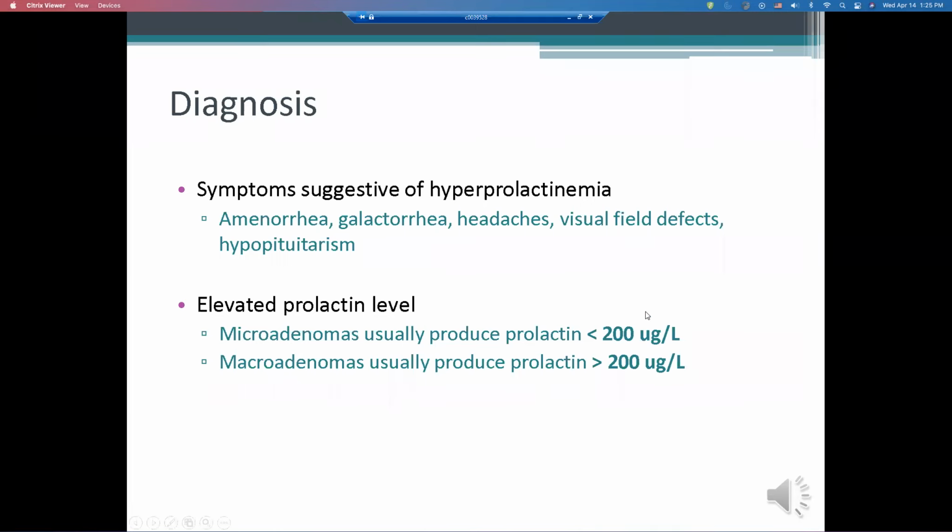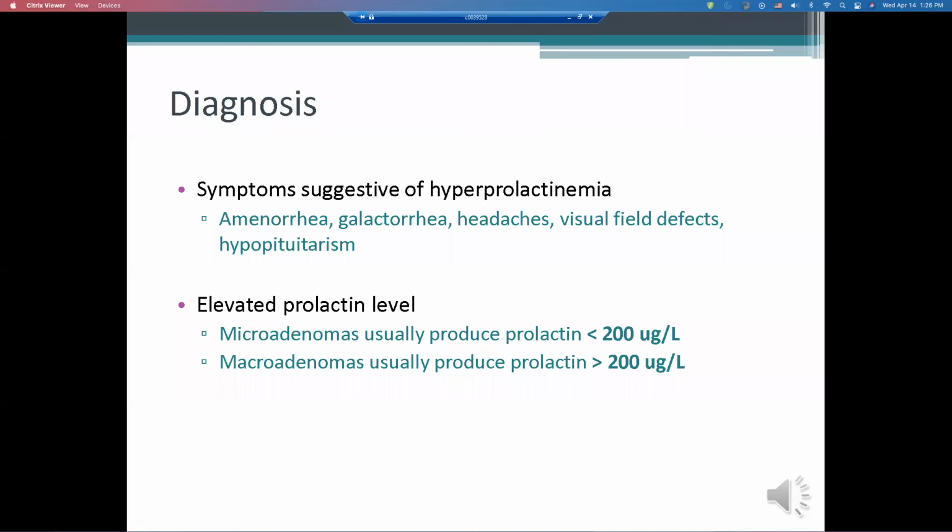Now, the prolactin level is very important as a number, and I need you to remember this. Microprolactinomas usually do not produce a prolactin level of more than 200. Macroadenomas usually produce levels of more than 200. Now, what's the importance of this? If I see a prolactin level of 150 and the tumor size is 2 centimeters, this cannot be a prolactinoma. So why the elevation in the prolactin level? It's another reason, and we're going to talk about it.